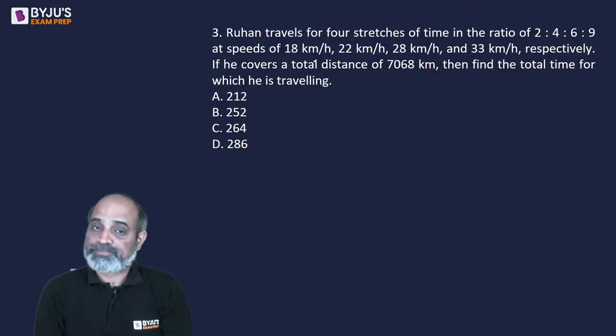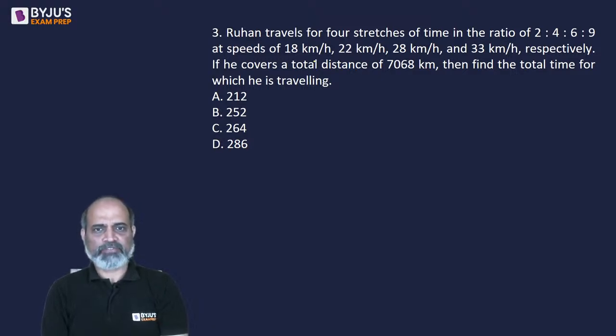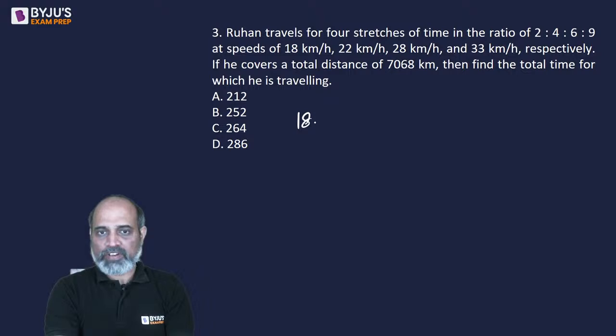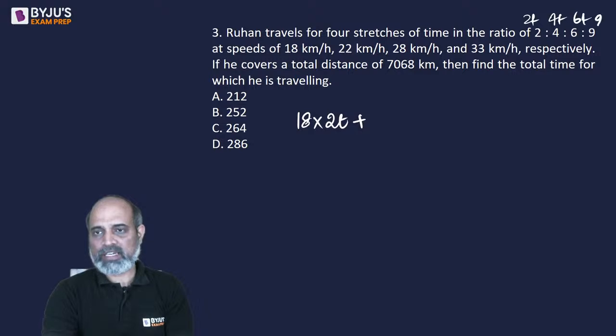Okay, third question. Rohan travels for 4 stretches of time in the ratio of 2, 4, 6, 9 at speeds given. If he covers a total distance of 7068 kilometers, then find the total time for which he is traveling. So the distance he's going to cover initially is 8 into 2t. Okay, we are saying that the times are 2t, 4t, 6t and 9t.